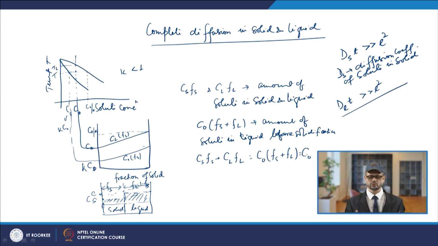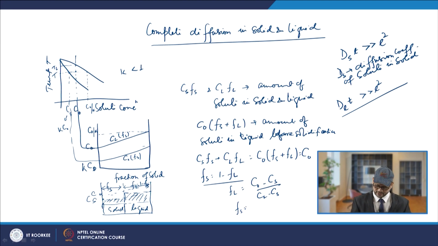So, if you substitute FS equal to 1 minus FL, in that case you can have the lever rule. So, that is formed, that is FL is C naught minus CS divided by CL minus CS, that is the equilibrium lever rule which is obtained. Similarly, you get the FS, and FS you get as CL minus C naught by CL minus CS. So, this is what you get in the case of complete diffusion in solid and liquid.